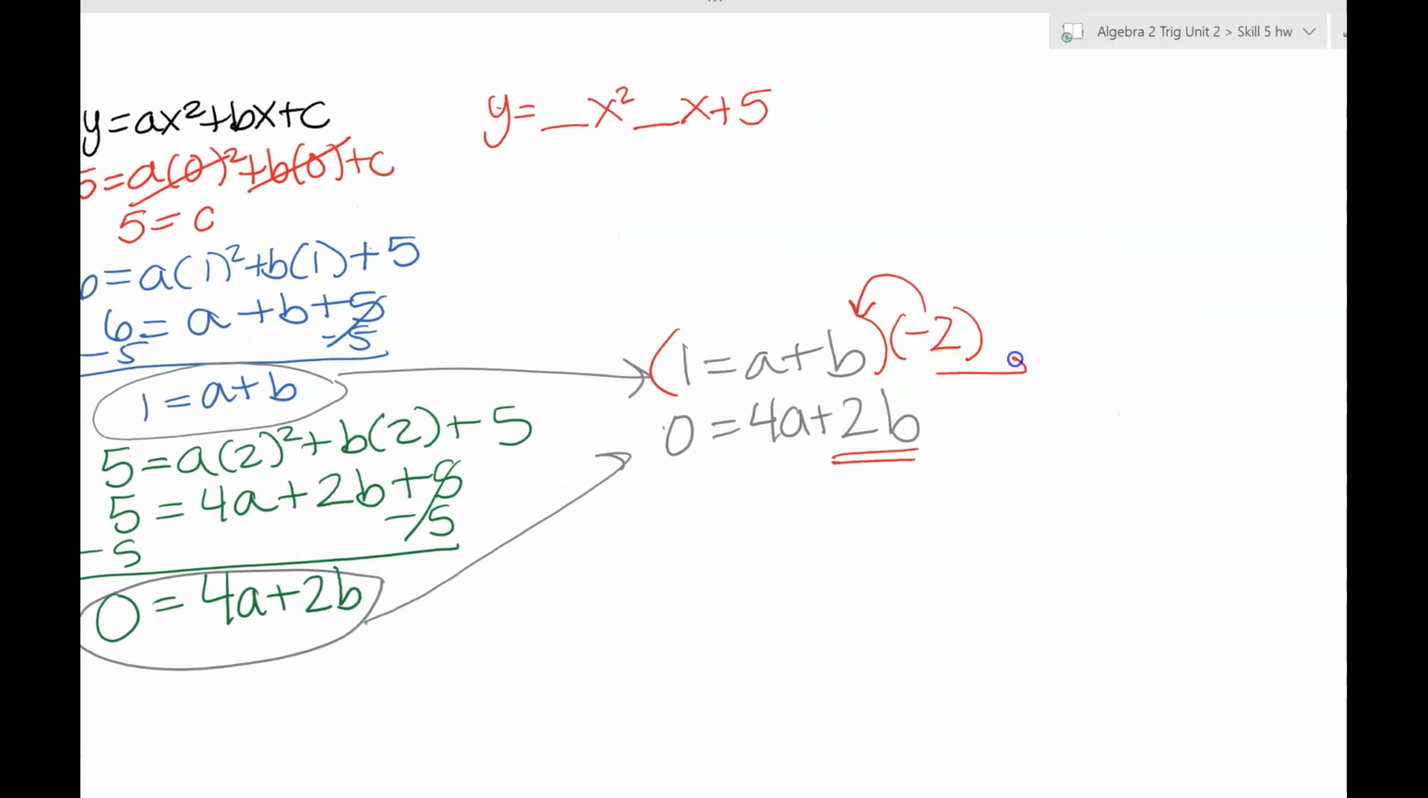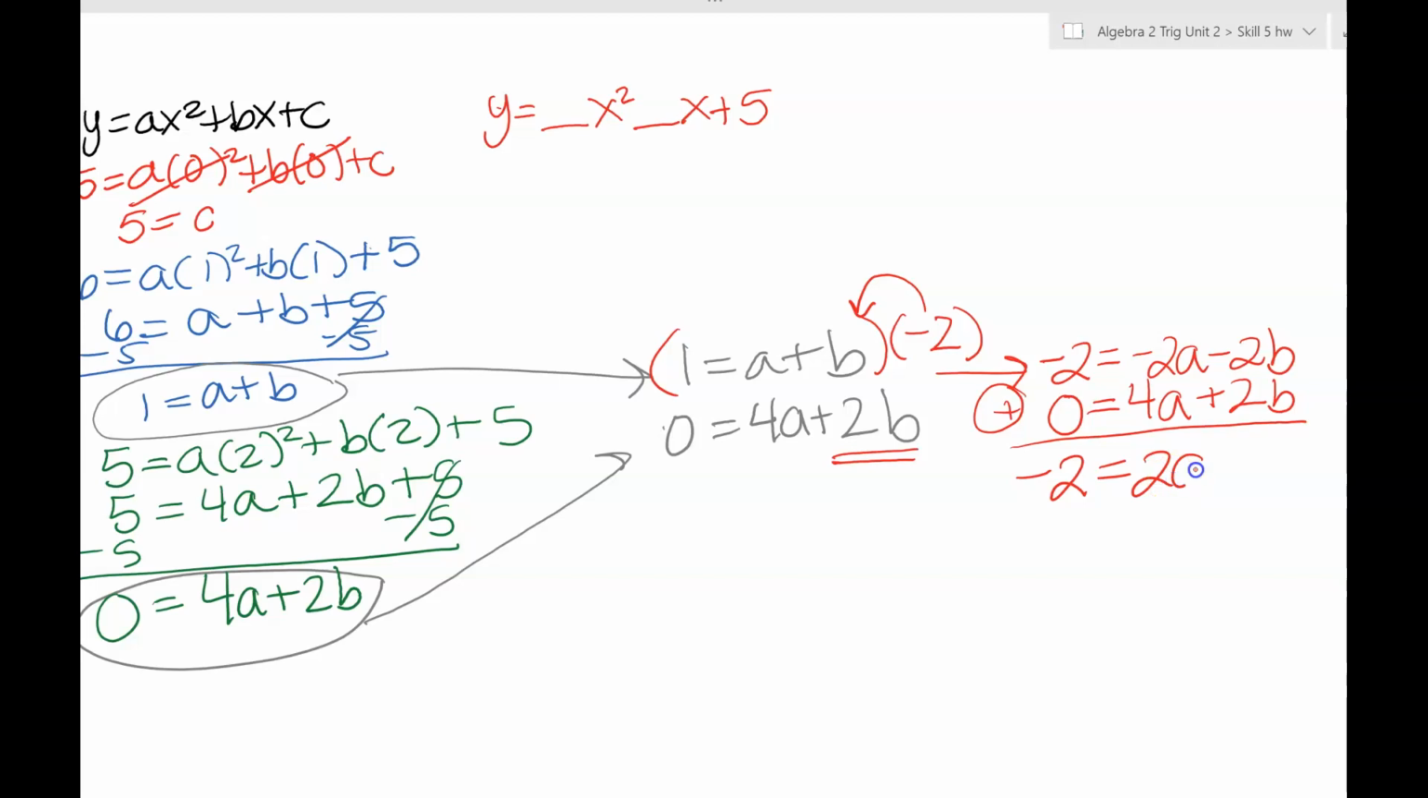So when I multiplied through by that -2, I'd get -2 equals -2a minus 2b. My other equation, I don't need to multiply by anything. It already will combine conveniently with this. And then I combine these equations together, giving me -2 equals 2a, and that cancels out. And I'm able to find out that a must be -1. I now have that missing a value in my equation. So I have found a and I have found c. I now need to find b.